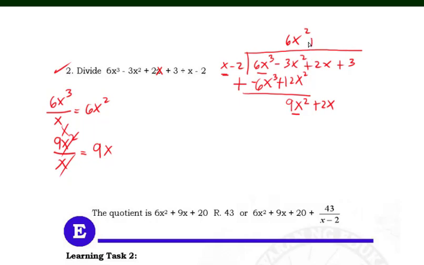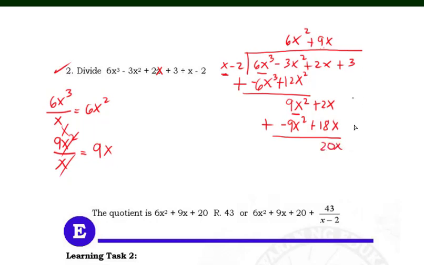So, plus 9x. Then, multiply again. 9x times x is 9x squared. Then, 9x times negative 2 is negative 18x. Okay? And then, subtract. So, change the sign of the subtrahend. And then, make it plus. So, the answer here is 2 plus 18 is 20.